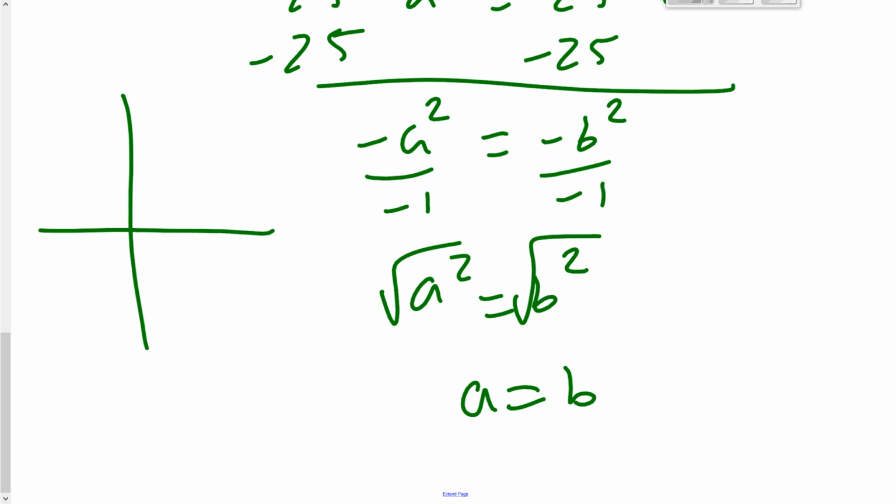But if we look at the graph, isn't this a square root? So square roots look like this, and they're not even functions, right? They fail the vertical line test, so it can't be 1 to 1. Well, why is this true? Why does it say a equals b then?